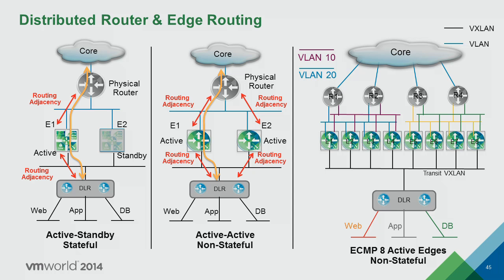So the control VM, when it learns a route from its next hop, which in this diagram is an edge, will actually push that learned route down to the data path modules, which is actually in the kernel, via the controller. Control plane, data plane. Exactly.